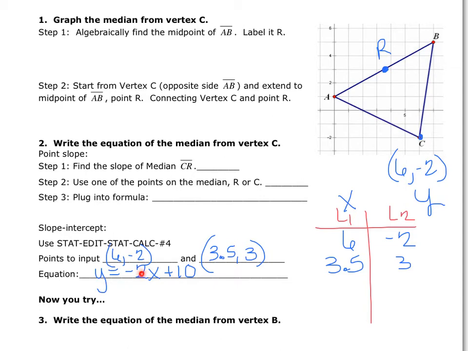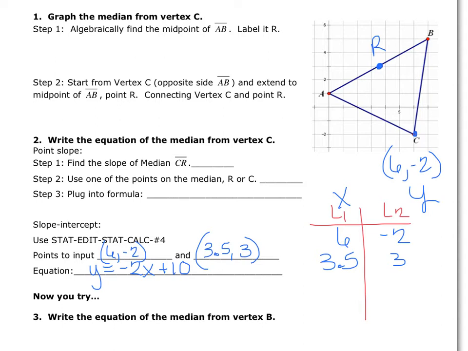That means that our slope is negative 2, and yes, that's what we came up with when we counted, that our slope was negative 2, and here it's telling me that the y-intercept is positive 10, and if this line were to keep going, you can see how positive 10 is a reasonable answer. Now what I want you to do is to try to write the equation of the median from vertex B, pause it, and then come back and check to see if you got it correct.